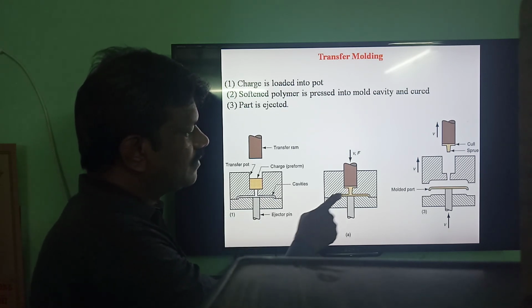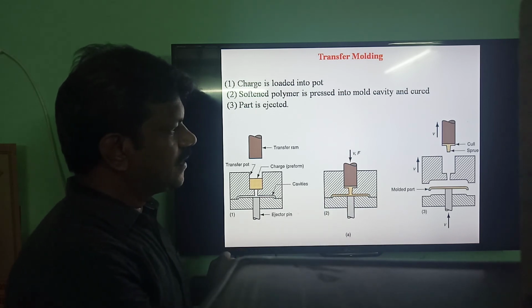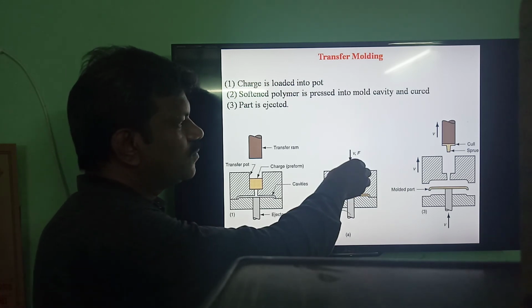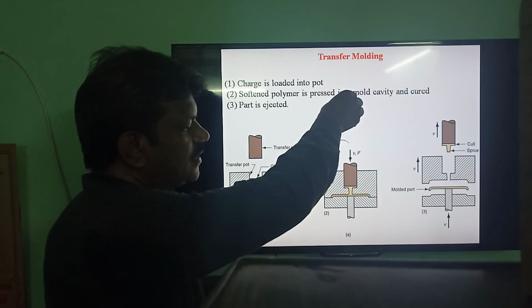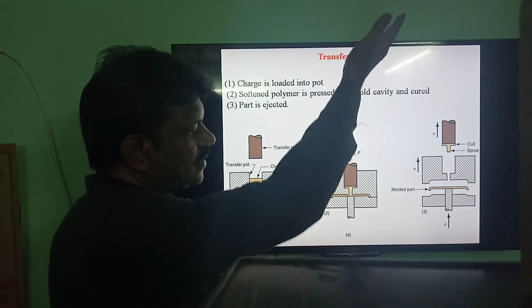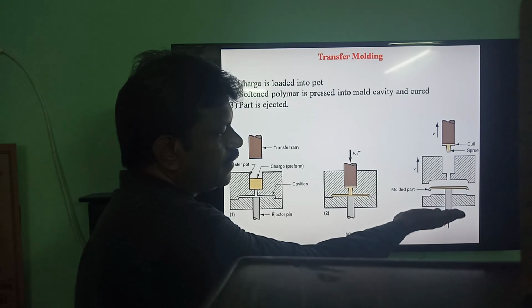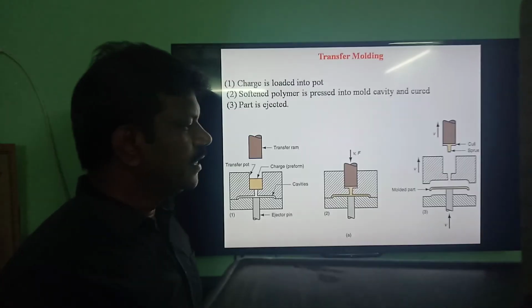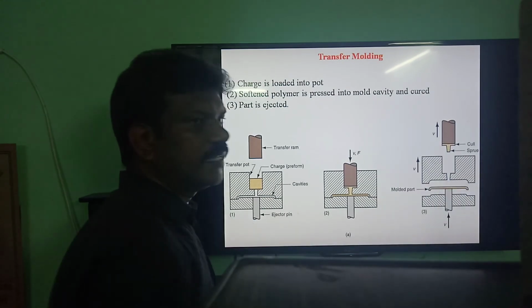The mold cavity is filled, that is the second stage. After that, there is a solidification process. Once the solidification is over, this transfer ram should be moved in the upward direction. Then the top of the mold moves in the upward direction. Then by means of the ejector pin, the product will be coming out. Now your product is ready.